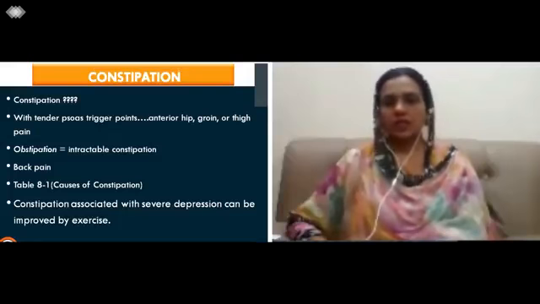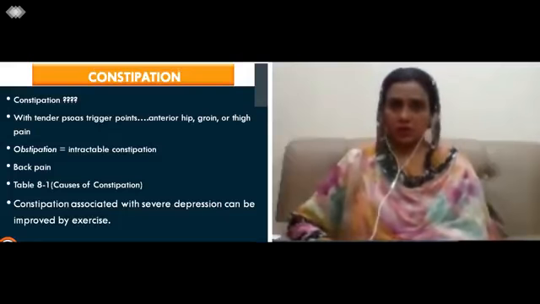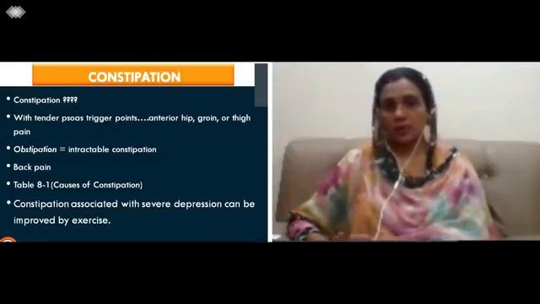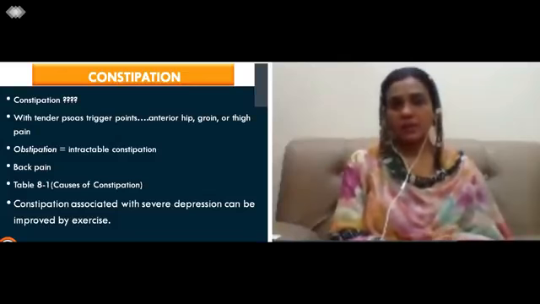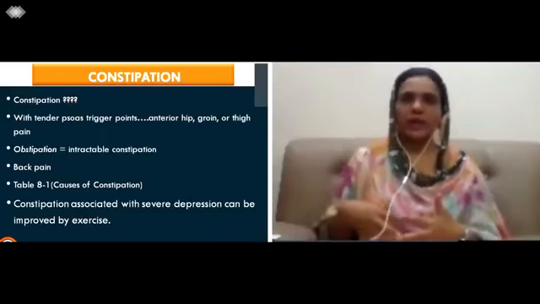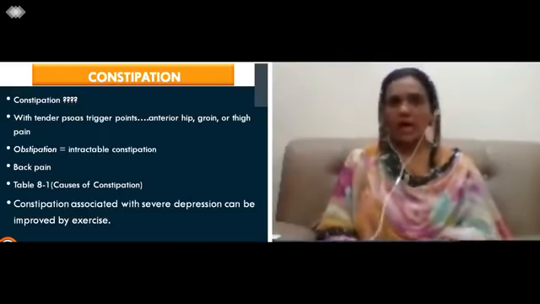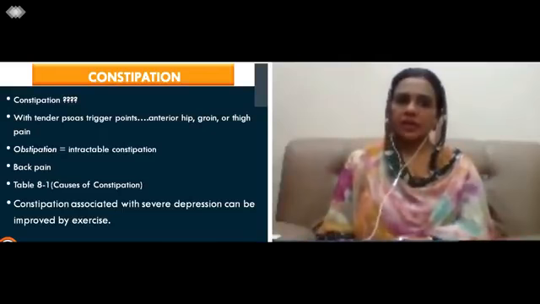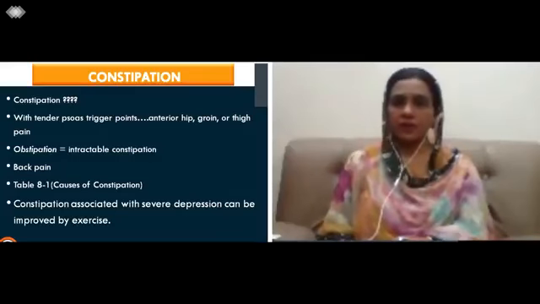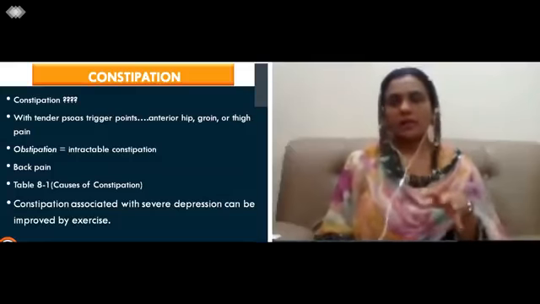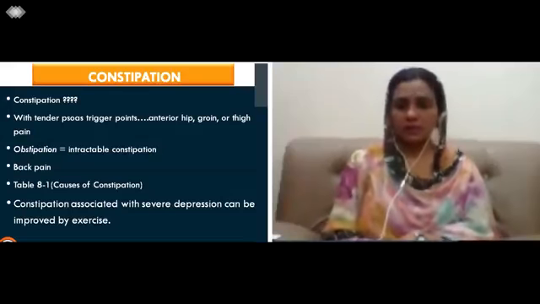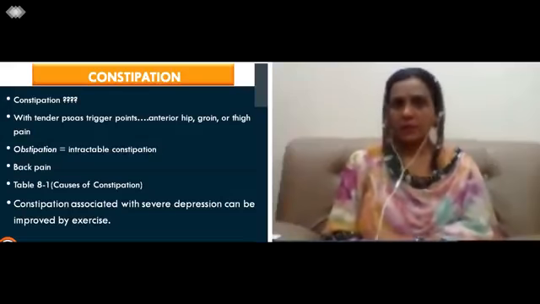Sometimes the patient with constipation also develops tender sores and major trigger points, and in that case the patient will present with pain in the anterior hip or groin, or sometimes thigh pain. The pain will be there especially if the sacral nerves are involved, and sometimes fecal impaction can put pressure on the sacral nerves, and the patient will present with anterior hip, groin, and thigh pain.